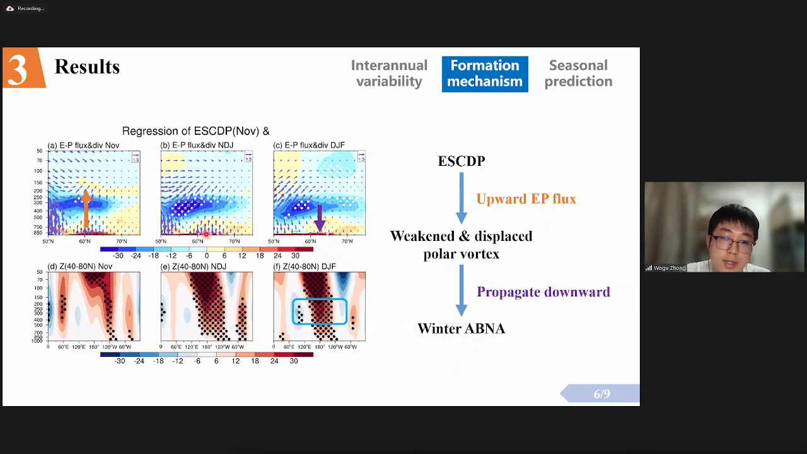We also diagnose the EP flux. The ESCDP is associated with upward EP flux in November. This will lead to a weakened and displaced polar vortex, and the anomalous polar vortex tends to persist into the winter months and propagate downward to the troposphere, therefore generating the tropospheric ABNA pattern. We can conclude that the coupling of the troposphere and the stratosphere is an important pathway in connecting the Eurasian snow cover changes and the winter ABNA pattern.